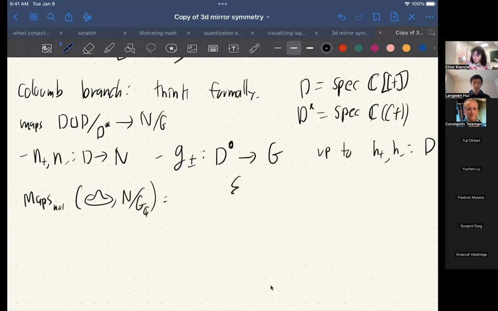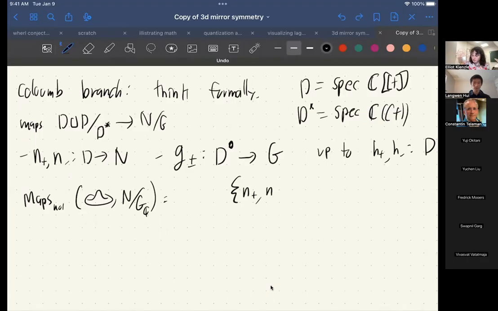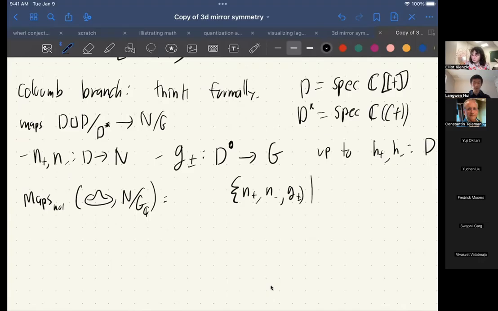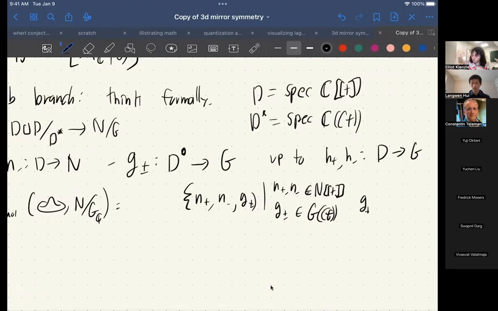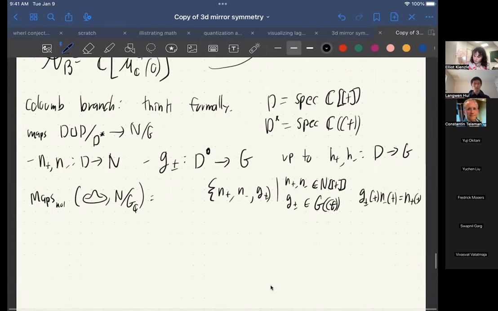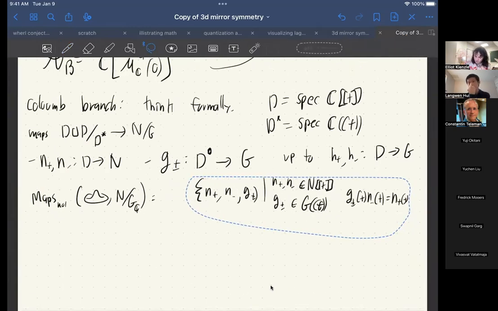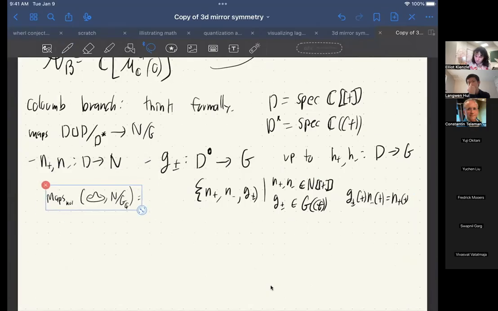is going to be given by, well, we have our maps from the top disk to bottom disk and the gluing, which satisfy that the top and the bottom maps are going to be Laurent series in N, the Taylor series in N. The gluing is Laurent series in G. And they're going to glue to one another, so we're going to have this gauge transform property.